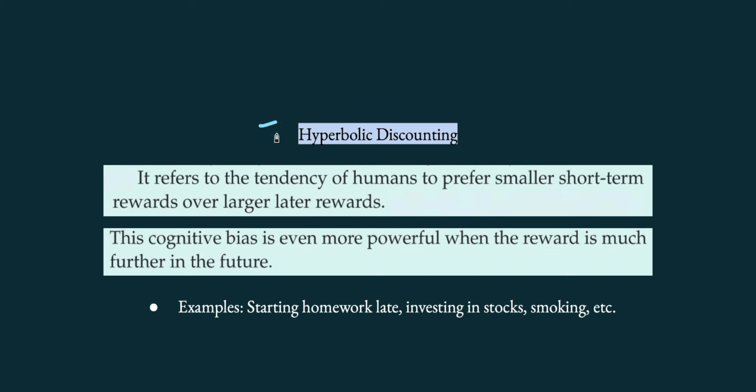Number 7, hyperbolic discounting. And really quickly, for anybody who doesn't know, hyperbolic is also known as something that's dramatic, if you take English classes. So, dramatic discounting. It refers to the tendency of humans to prefer smaller, short-time rewards over larger, later rewards. So this is based on the preference that we want something in the present versus in the future. This cognitive bias is even more powerful when the reward is much further in the future.